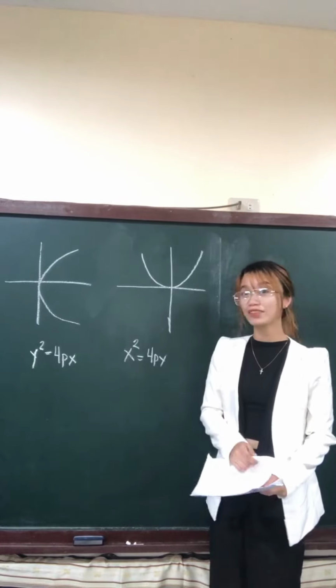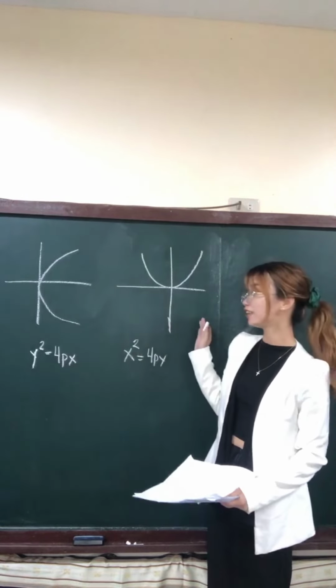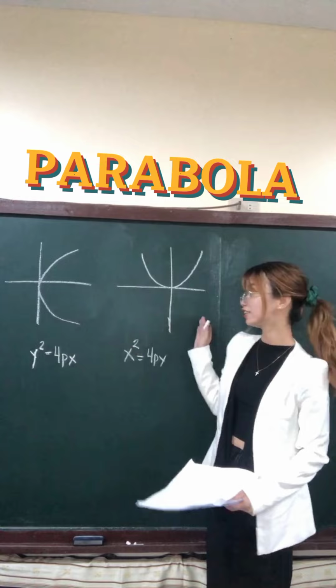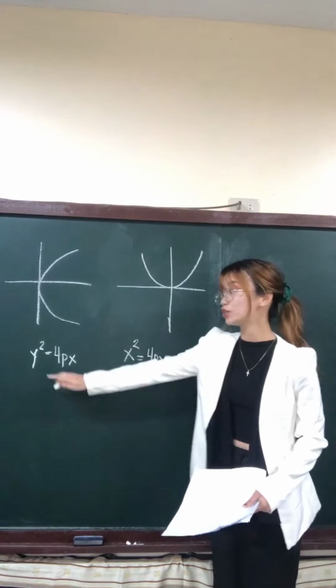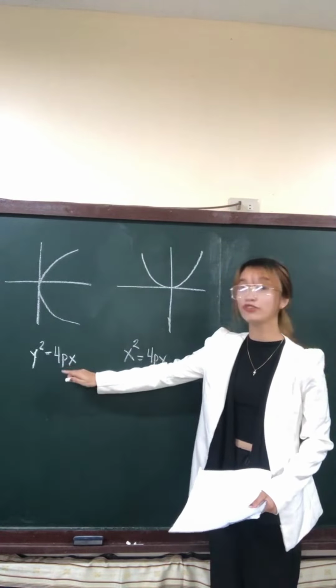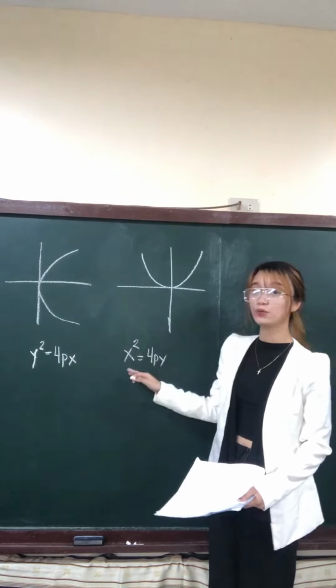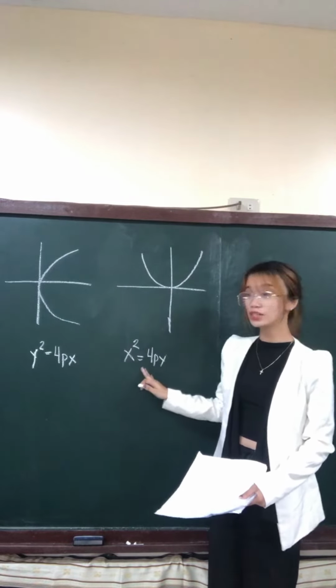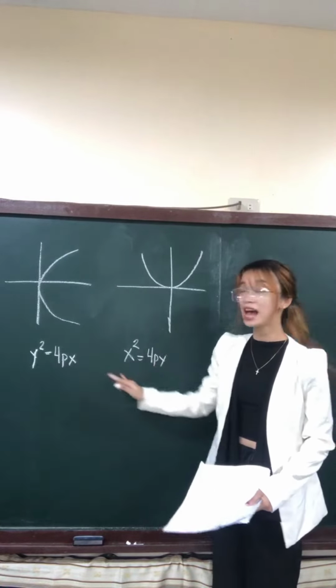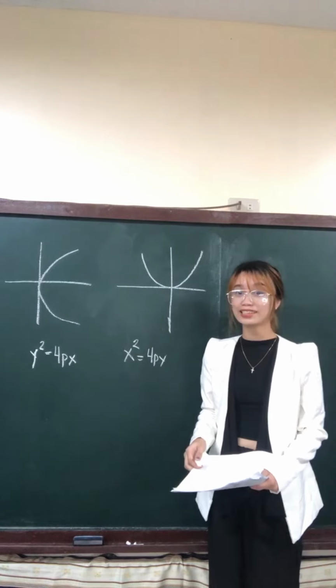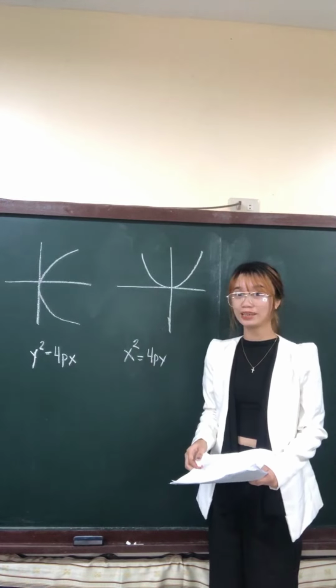So now we have the parabola here on the left and on the right. We have this equation of y squared equals 4px, and on the right we have the equation of x squared equals 4py. And this happens when the vertex is at the origin of the parabola.